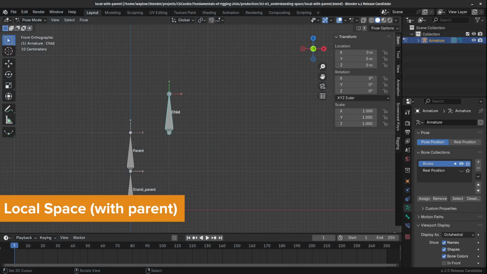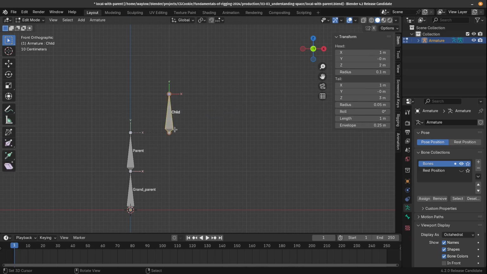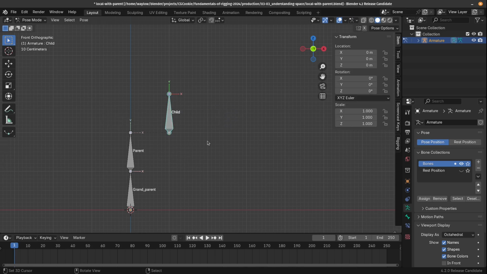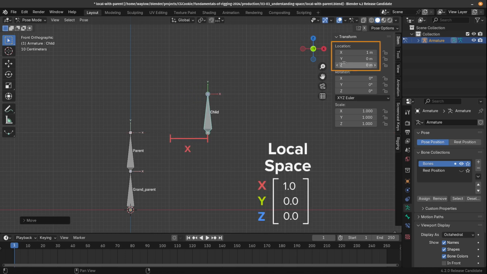Local space with parent is a space type that is only available for bones or armatures. And that's because bones work a little bit differently to other objects. Bones have edit mode and they have pose mode. And so the bone transformations in pose mode are actually evaluated relative to its rest position. That is where the bone started in edit mode. So here in my example, I'm in pose mode, and if I jump into edit mode, you can see that these bones are in the same place. So it has a local space of 0, 0, 0, even though its parent is over here. So if I move this 1 space to the right, we have a local space of 1, 0, 0.